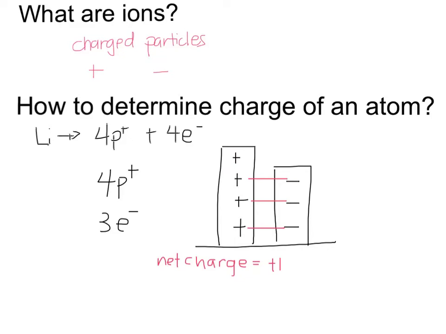This is an ion solely because it is not neutral. It has a net charge. And since we have more protons than electrons, we have a positive charge. And this is called a cation. And this has more protons than electrons.